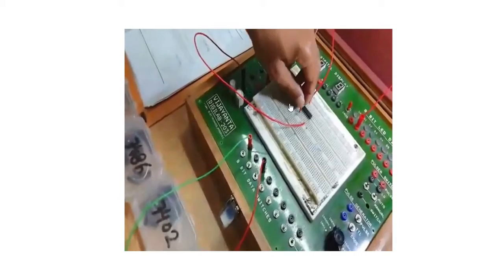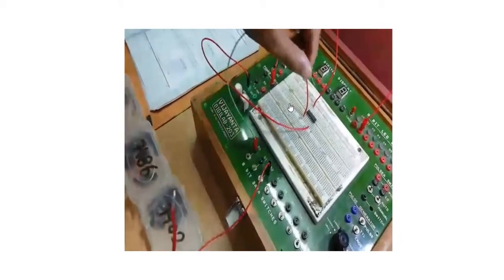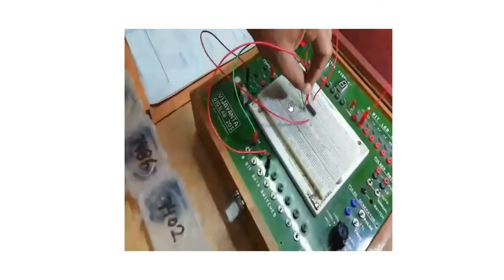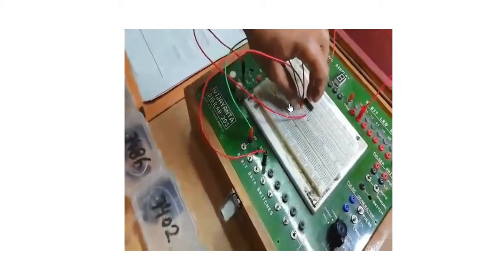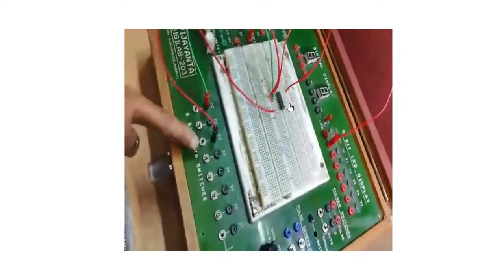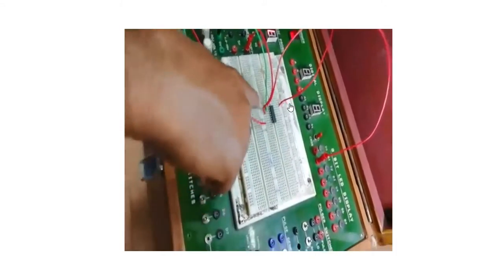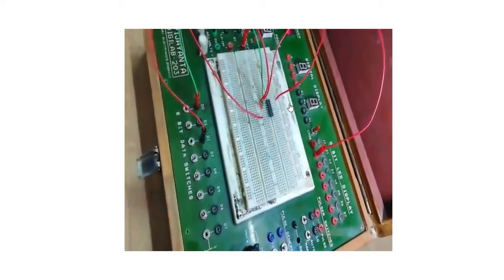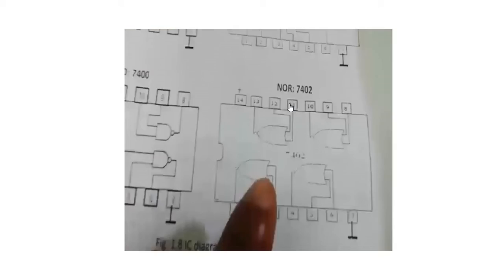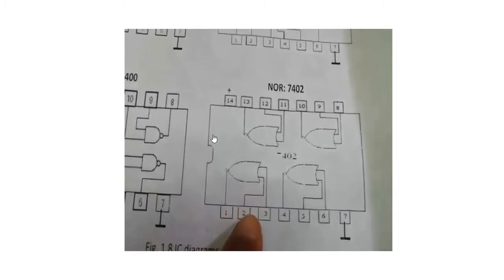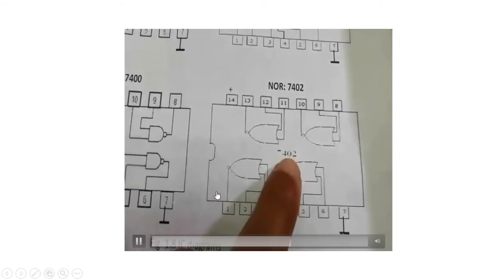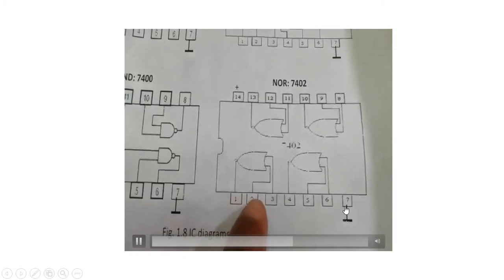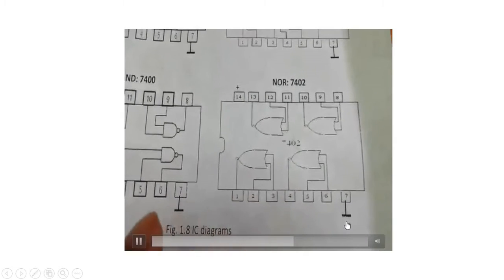Now you can see for the NOR gate you have to give input to pins 2 and 3, and you will get output at the first pin. You have to keep this in mind through the IC diagram: you will give input to pins 2 and 3 and you will get output at the first pin. See here, at 2 and 3 you are giving input and you are getting output at the first. The 14th pin you are connecting to plus VCC, and the 7th pin you are connecting to ground.